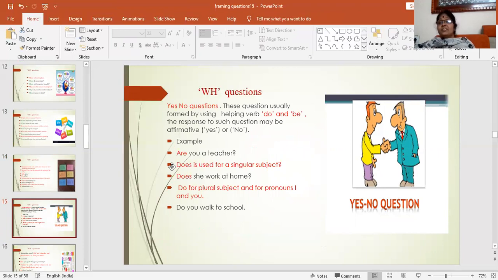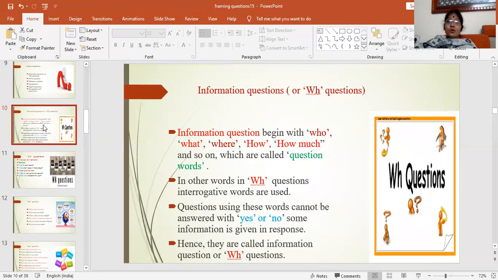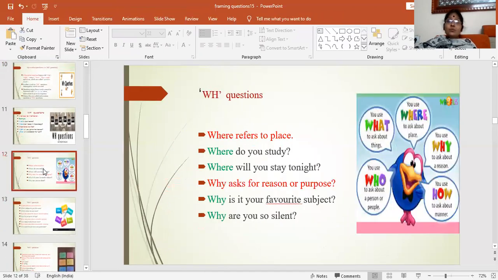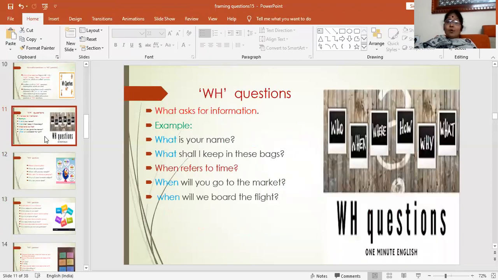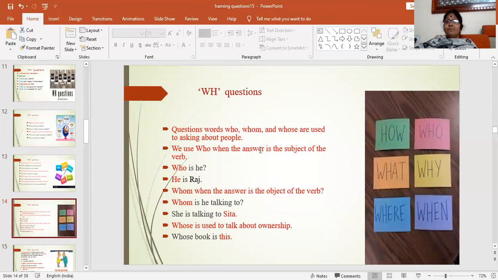Next, we are finished with all our WH questions. So we know that in our WH questions, we have different questions where we use what, where, how much, etc. Right? We use what when we want to ask for information. We use when when we refer to time. We use which when it refers to a set of choices. We use how when we want to ask about manner, method, countable quantity, uncountable quantity, right? And then where to use who, whom, and whose.